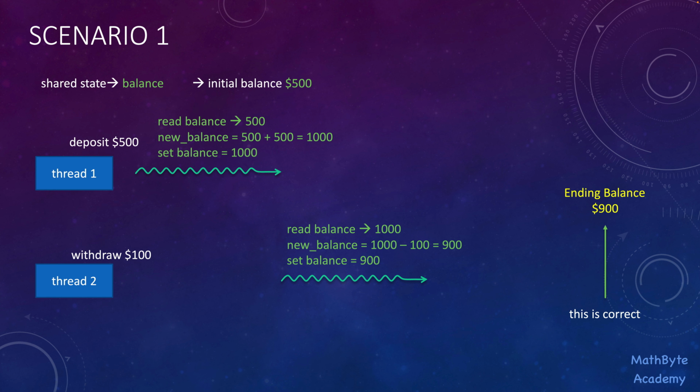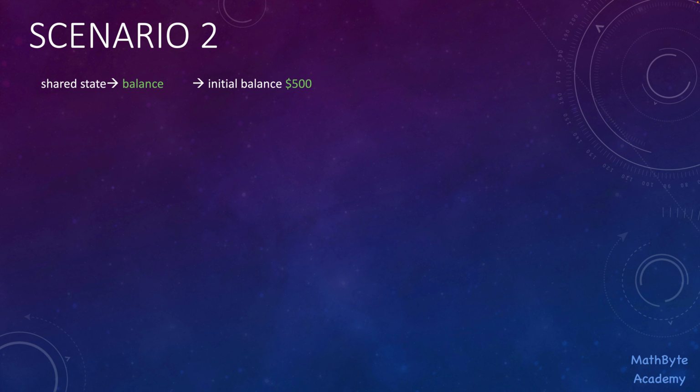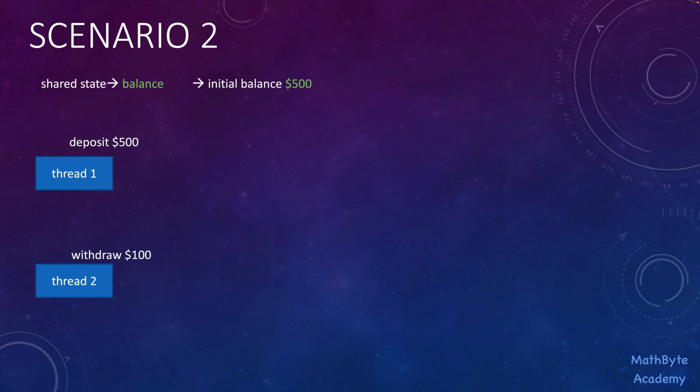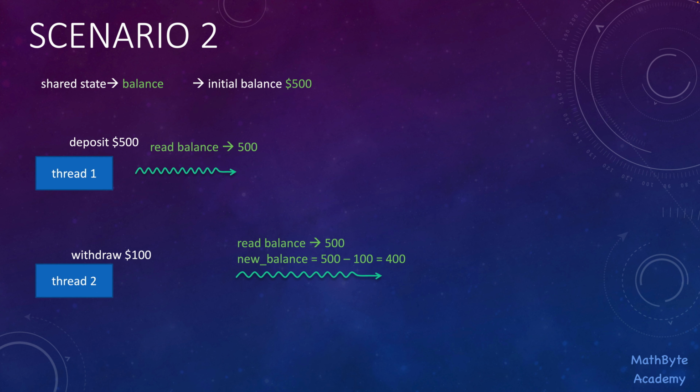So now let's look at scenario number 2. Again, we'll start with the same shared state balance with an initial balance of 500. Again, we're going to have our two threads, one to deposit, one to withdraw. But let's say things now run this way because of the preemptive multitasking. Thread number 1 starts running and it reads the balance in, and it's 500. But now it gets interrupted. And thread number 2 starts running. It reads the balance of 500. It computes the new balance, which is 400.